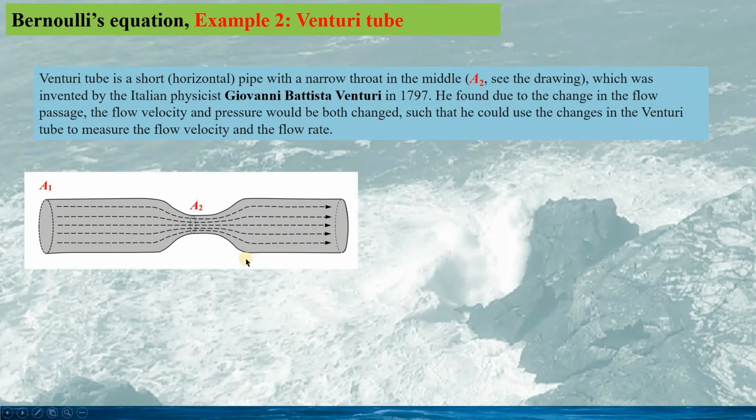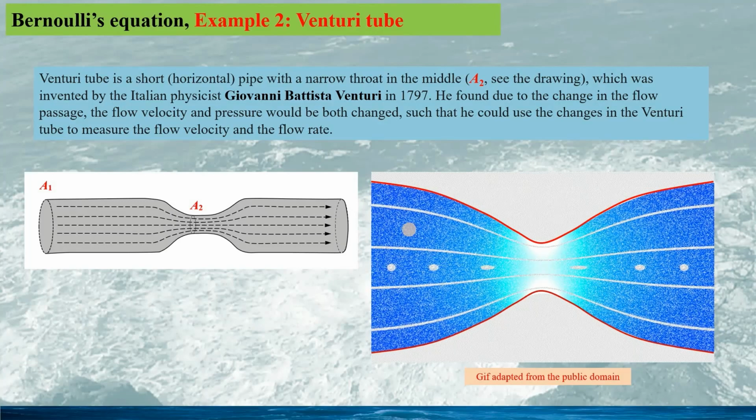Here, the example is for the Venturi Tube. Venturi Tube is a short pipe with a narrow slot in the mid, here A2, generally in horizontal position, which was invented by the Italian physicist Giovanni Battista Venturi in 1797. He found, due to the change in the flow passage, the flow velocity and the pressure would be both changed, such that he could use the changes in the Venturi tube to measure the flow velocity and the flow rate.